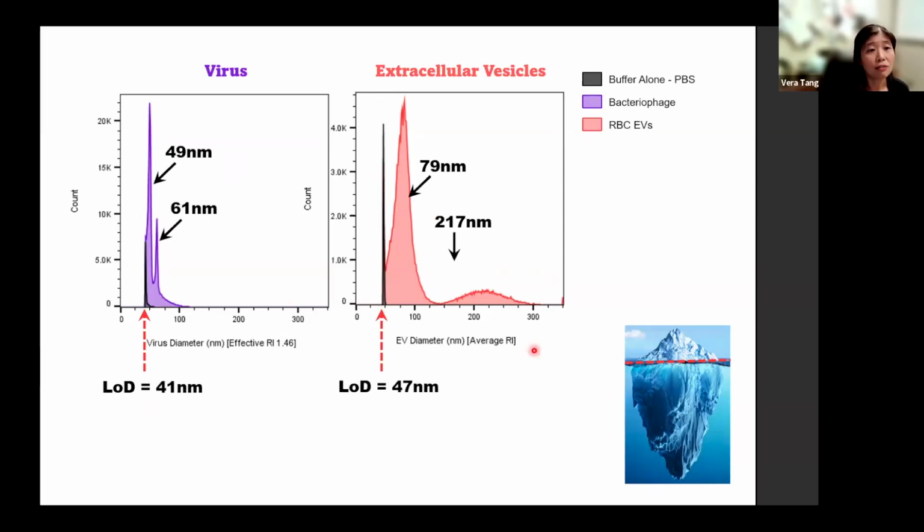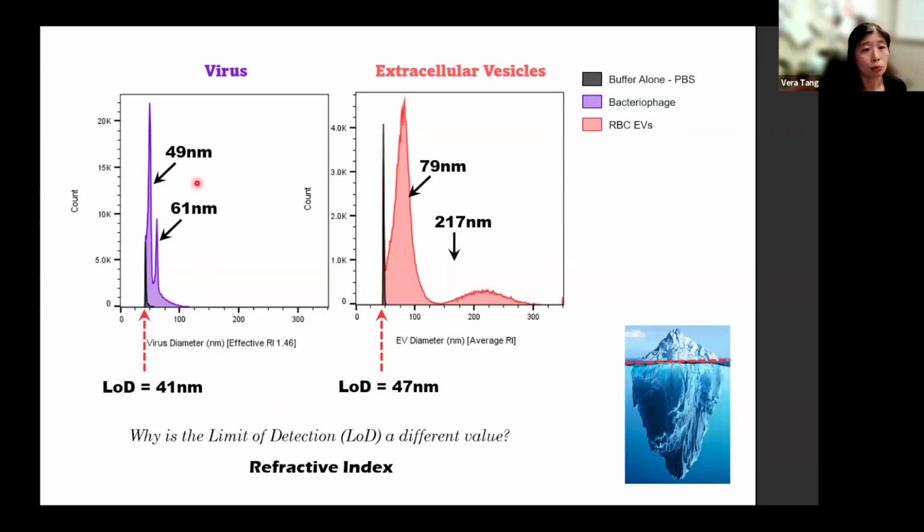Now, you'll notice that even though this is the same instrument, same settings, running the same PBS sample, this limit of detection is changing. And this limit of detection is changing because size matters, but it's complicated. That complicated part often is the concept of refractive index. So if you look at this axis, I have actually calibrated using a different refractive index that is more reflective of the particle I'm looking at. The refractive index of viruses will be a different value than the refractive index of EVs because they're made of different things. Viruses are more proteinaceous. They generally have a higher refractive index.